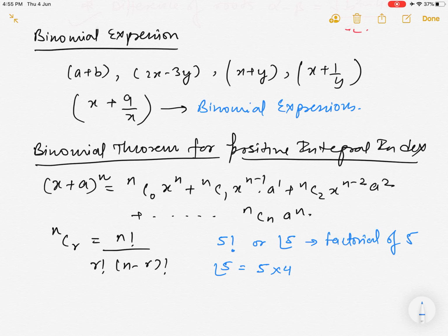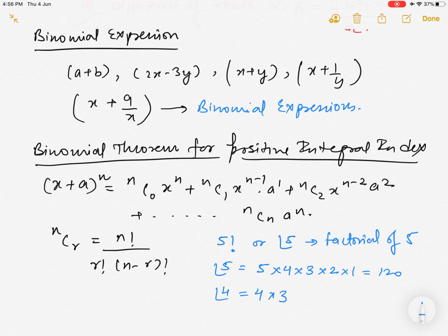5 factorial means you'll first write 5, then decrease 1 from 5 and multiply it with 5, so you get 4. Now decrease 1 from 4 and multiply with it, decrease 1 from 3, multiply with it, and decrease 1 from 2 and multiply with it. So what resultant will you get?